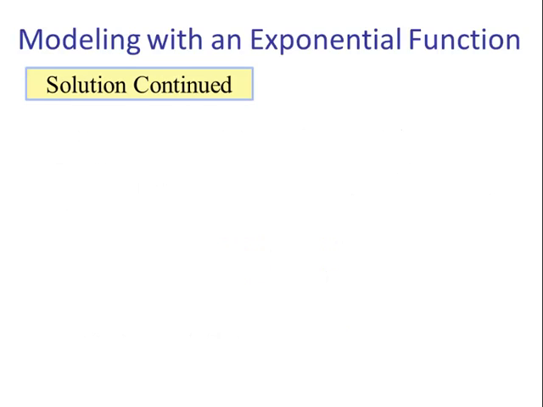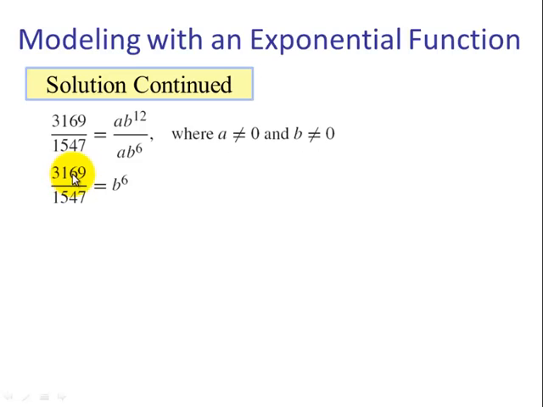We have 3169 divided by 1547 equals b to the 6. Raise both sides to the 1/6 power, and because this is an even power, we put a plus and a minus. We have b is equal to plus or minus 3169 divided by 1547 raised to the 1/6 power. Using a calculator, that is 1.127. We drop off the negative because b cannot be negative.